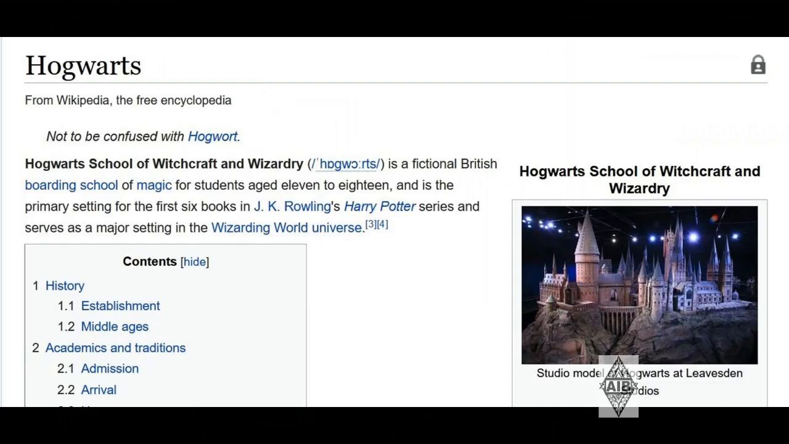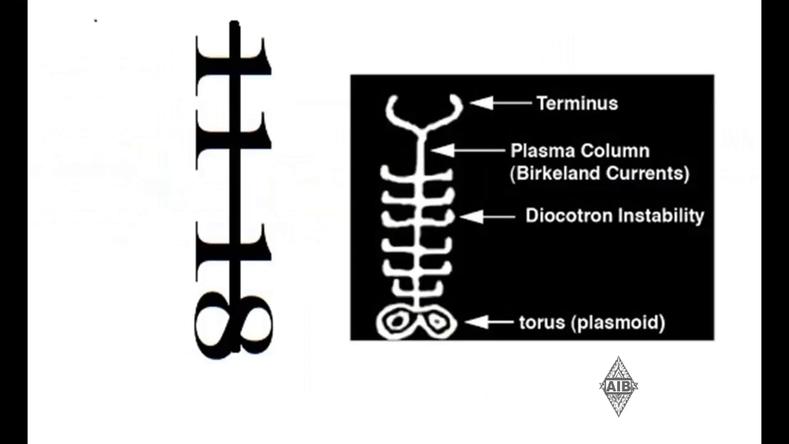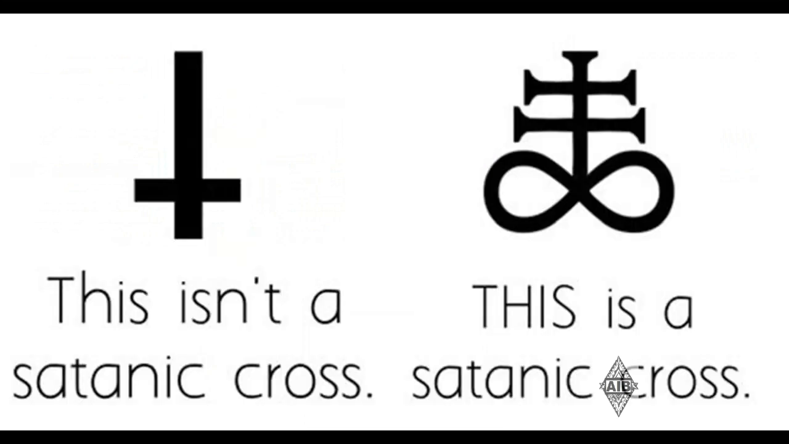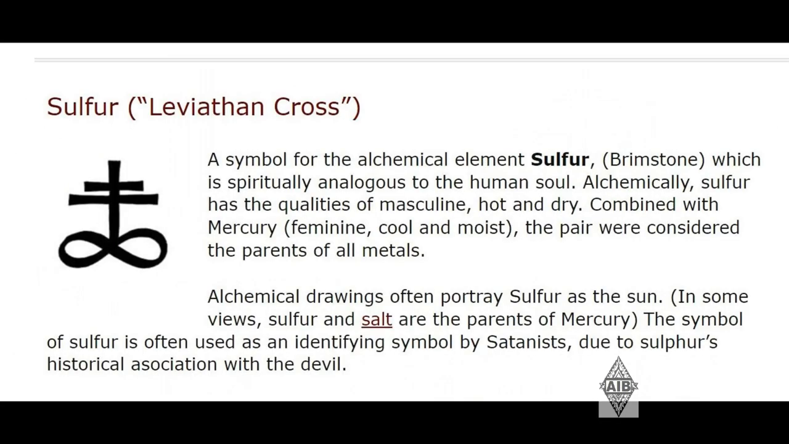Hogwarts School of Witchcraft and Wizardry is a fictional British boarding school of magic for students aged 11 to 18. Why 11 to 18? If you put a line through it and turn it, to me it looks like this plasma column. This isn't a satanic cross. This is a satanic cross. It's also the alchemical symbol for sulfur, a symbol for the alchemical element sulfur, which is spiritually analogous to the human soul. The symbol of sulfur is often used as an identifying symbol by Satanists.